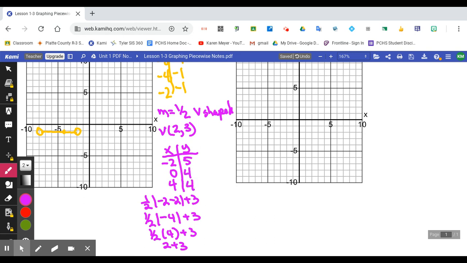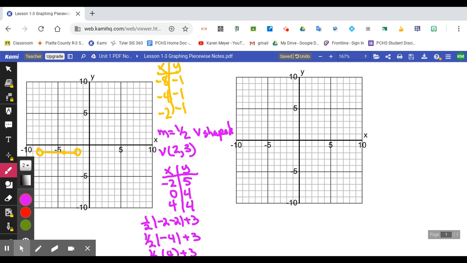Now, you can keep doing that to fill out the rest of your t-table if you want. Or some people find that a little bit daunting. So if you would rather, you could go up here and plot your vertex first, which is (2, 3). And then you know your slope is up 1, right 2, up 1, right 2. And you also have to do the other side to get your V shape. So up 1, left 2, up 1, left 2, up 1, left 2.